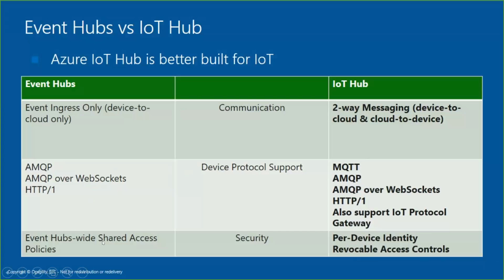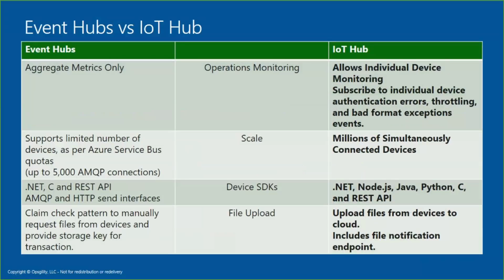Event Hubs comes with a wide shared access policy on security, whereas in IoT Hub it's based on the device access controls. You can specify security for each and every device. You also have operations monitoring, which we call OMS. In Event Hub you can monitor using aggregate metrics alone, whereas in IoT Hub you can go down to each and every device: the timeouts, data in, data out, throttling, and the formats that were thrown out. All these things can be monitored over IoT Hub. Scaling supports a limited number of devices, as per the service bus quotas.